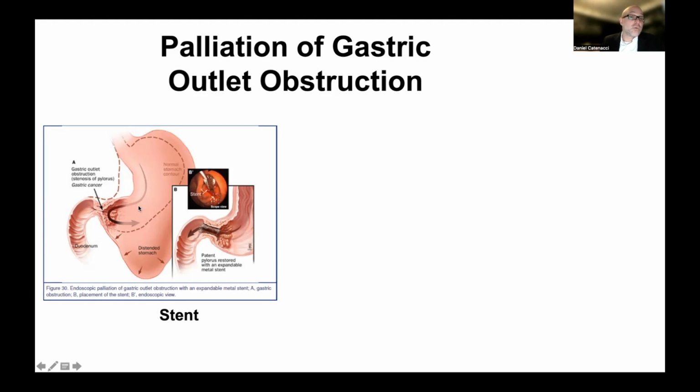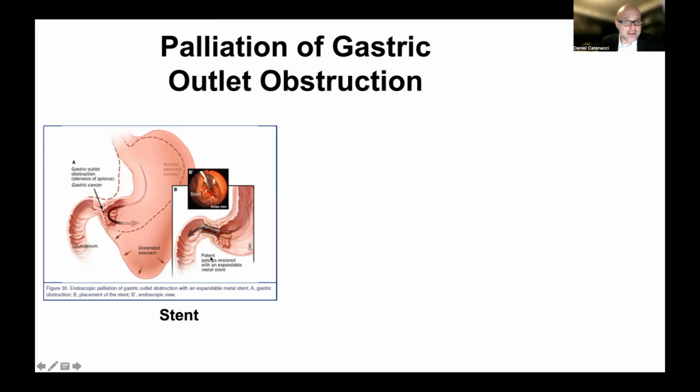And so one preferred way to deal with this would be from an interventional gastroenterologist who comes in, does an endoscopy, and places a stent across the obstruction, a stent that props that area open and allows things to flow through. And so this usually works pretty well.